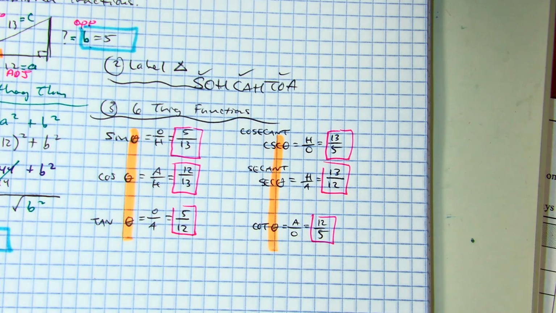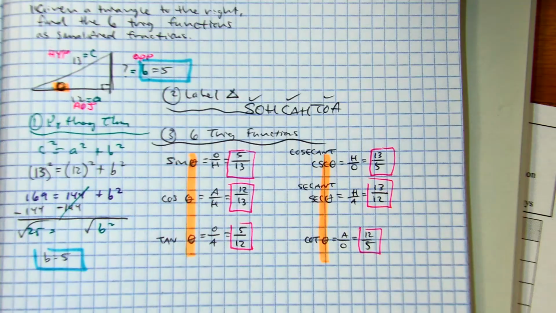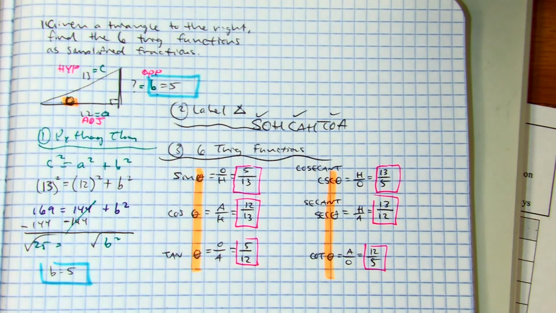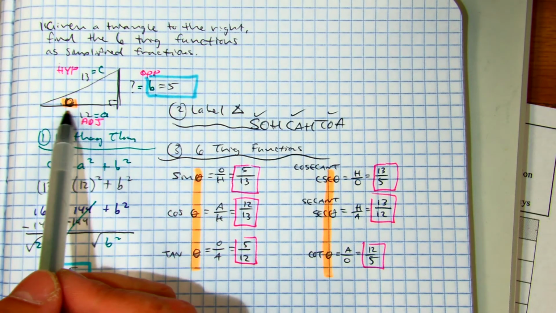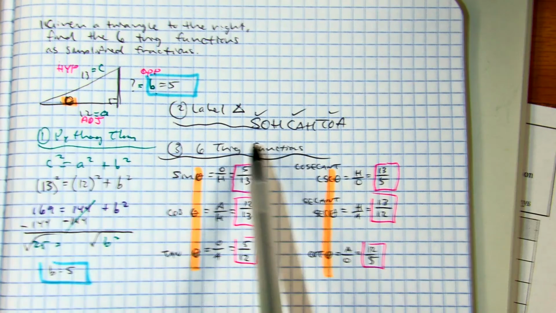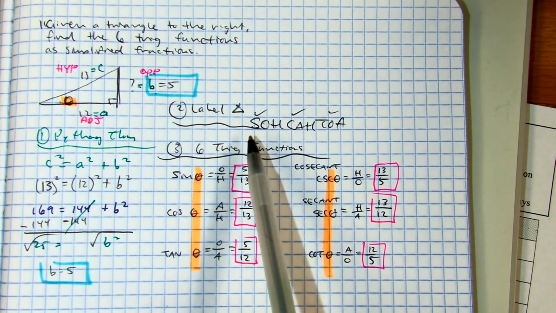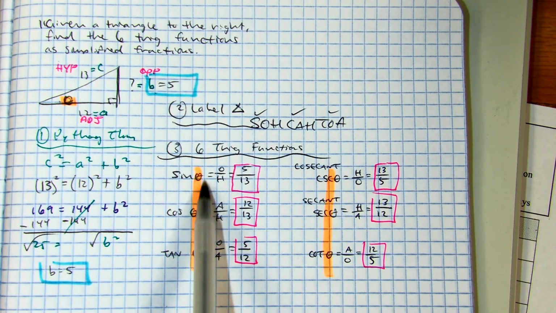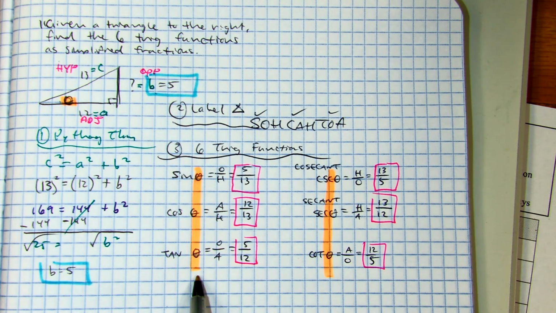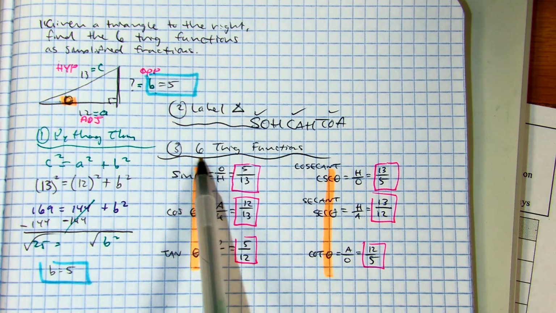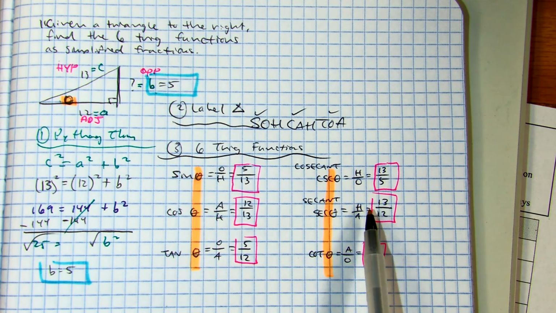So this problem, we reviewed how to find a missing side of a right triangle given two sides. We also reviewed the basic trig functions. You can use the phrase SOHCAHTOA to help you with the basic ones. And then after you have your basic trig functions, you can use the reciprocals to find the other three trig functions.